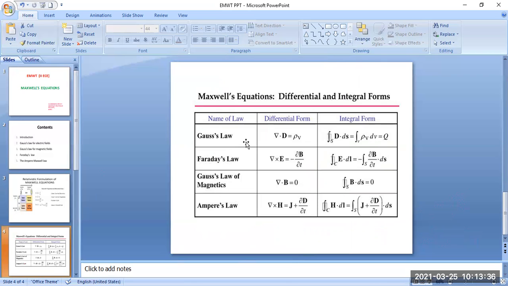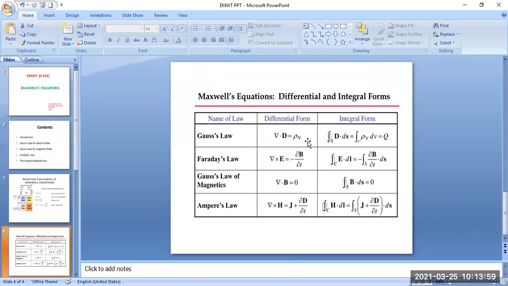So Gauss law in differential form is del dot D bar is equal to rho v. Del dot D bar, nothing but divergence of electric flux density, is equal to the volume charge density. For converting from differential form to integral form or integral form to differential form, we can use either the divergence theorem or Stokes theorem.